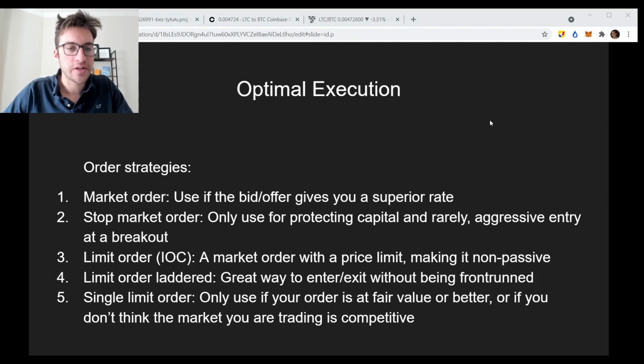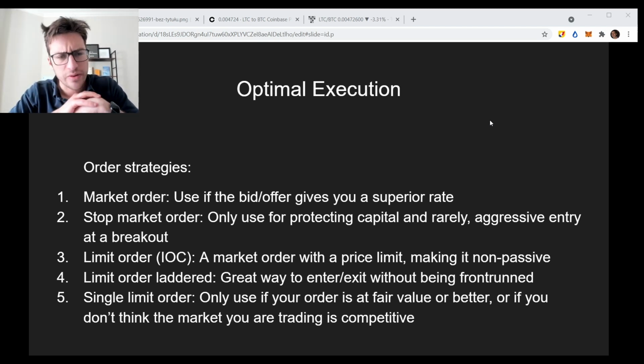Okay, optimal execution. How do we do it? And then we're going to do the live trade. So, different kinds of order strategies. Market order: you only want to do this if the bid or the offer gives you a superior rate. I wouldn't even say I use market orders often. I use limit order IOC the most, which I'm going to talk about soon. But a market order, it's quick, it's fast, you're guaranteed to enter. If you locate the ask that you're trying to buy at and it's really low, then just buy it immediately, of course, if it's mispriced. Because if you don't buy it, someone else is probably going to take advantage of it.